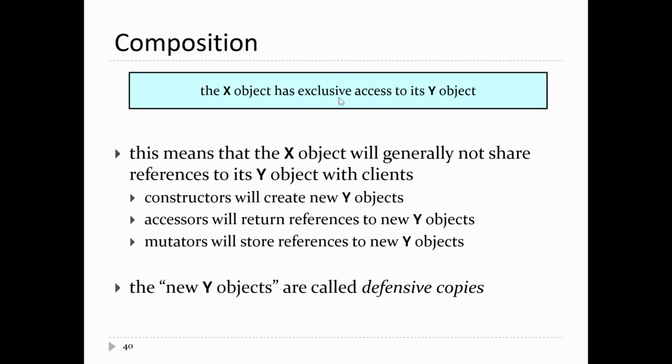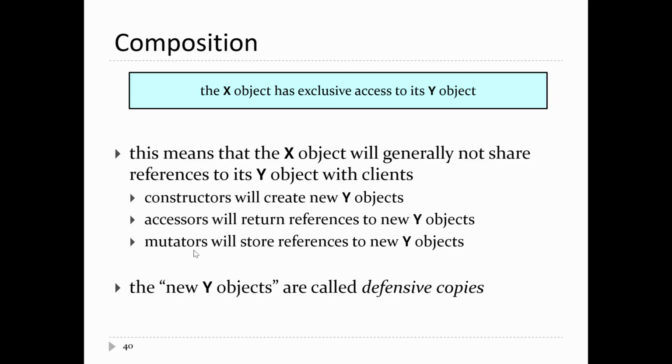So what does this mean exactly? It means it's not willing to hand out a reference to its internal y object. So your constructors for your class can't simply write this.y = y, where y is a reference provided by a caller. They have to copy the object that the caller is passing to the constructor and make a new y object. Your accessor methods can't simply return this.y. They have to make a copy of the y object and then hand back a reference to the copy.